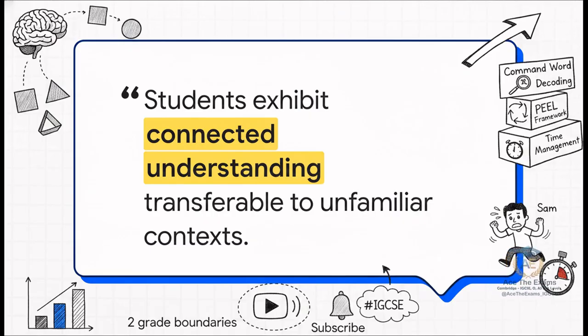Let's recap the final system. The 3 golden rules that guarantee top marks are, number 1, command word decoding. Always know exactly what the verb is asking you to do. Number 2, strict PEEL framework application. Point, evidence, explanation, link. And number 3, employing a time management matrix that ensures you don't panic and rush like Sam did, leaving valuable marks blank. Implementing these 3 strategies consistently is your blueprint for success.